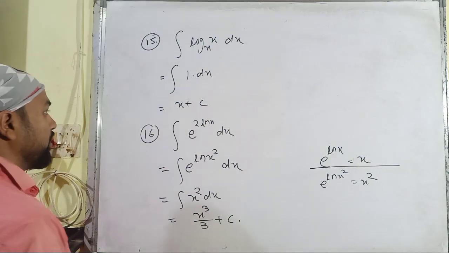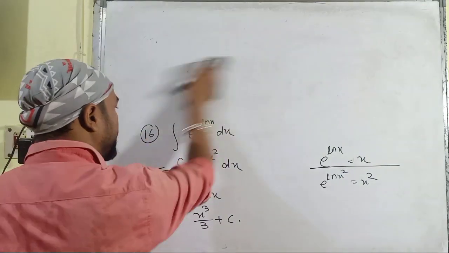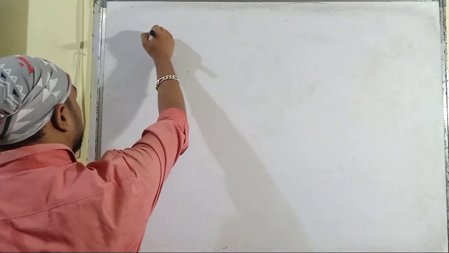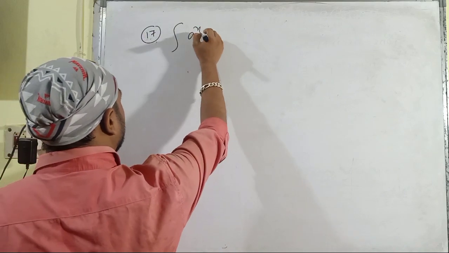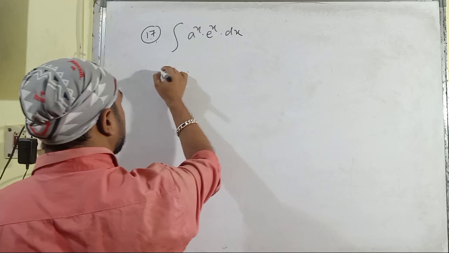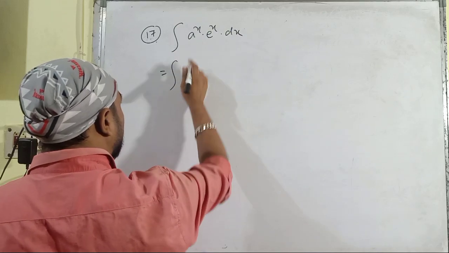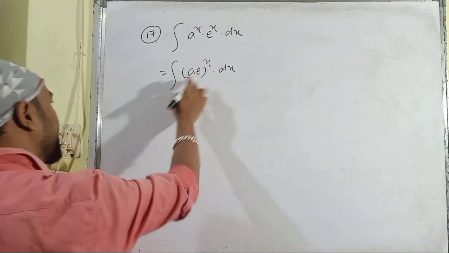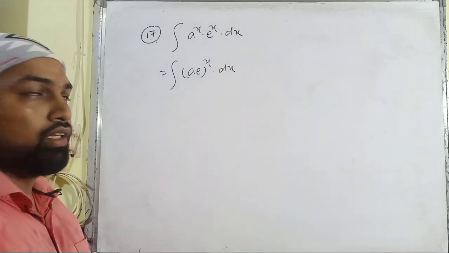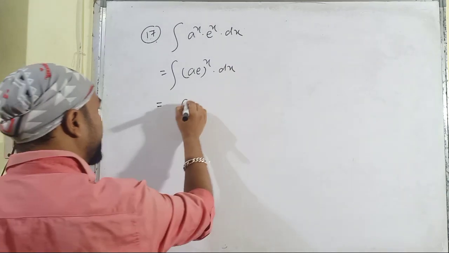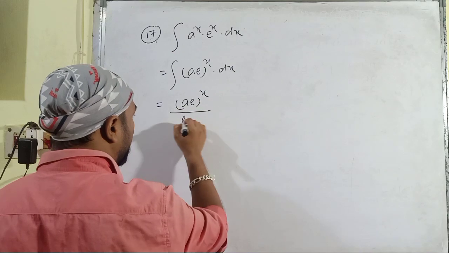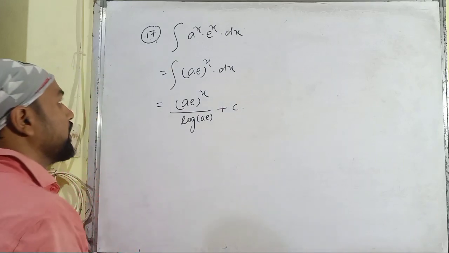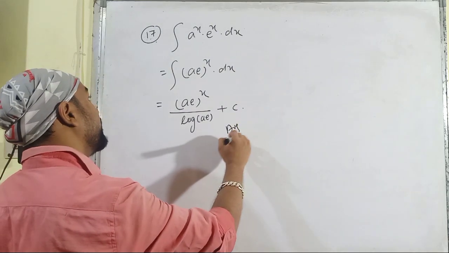Then moving to the problem number 17. Integral of a to the power x, e to the power x dx. Then by combining these two terms, as their powers are same, it will be (ae) whole to the power x. So we have to integrate (ae) whole to the power x with respect to x. So it will be (ae) whole to the power x divided by log ae plus any constant c. And this is the answer for problem number 17.